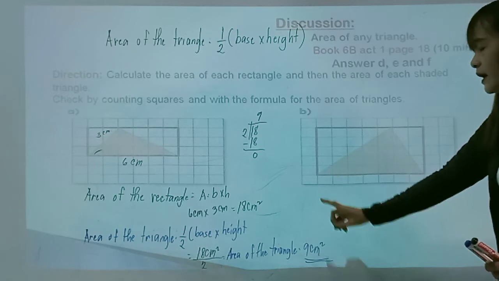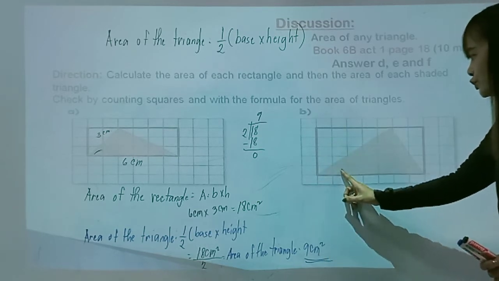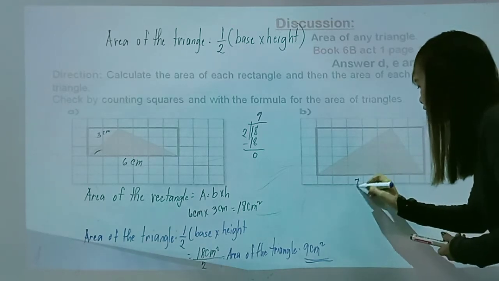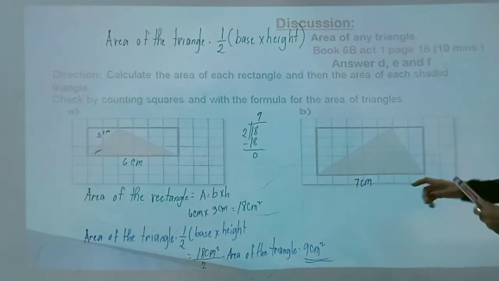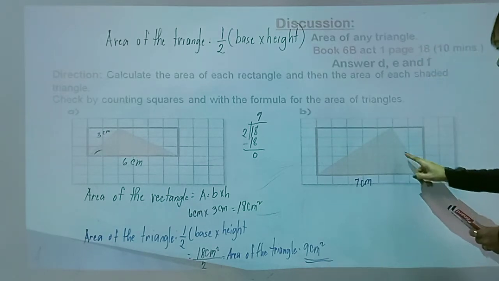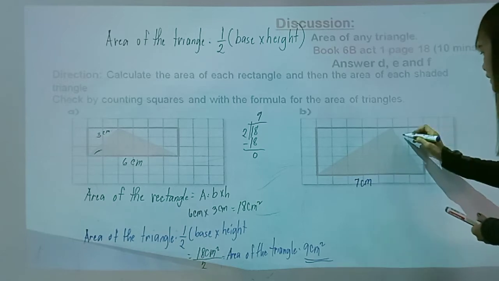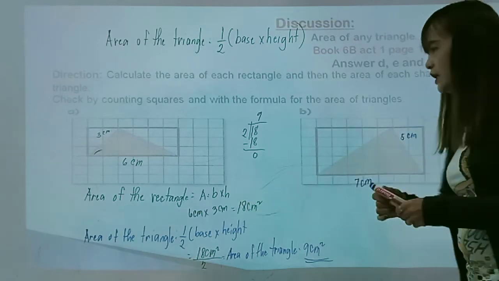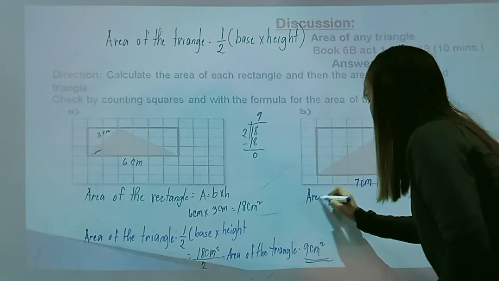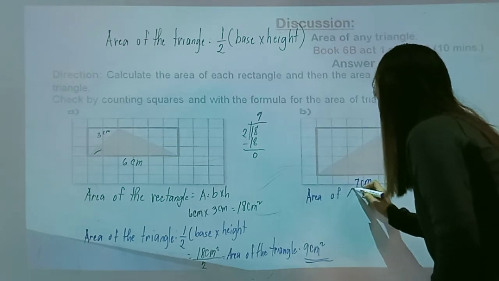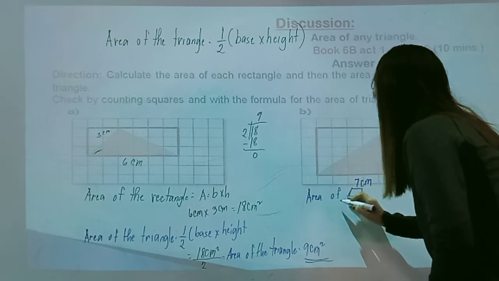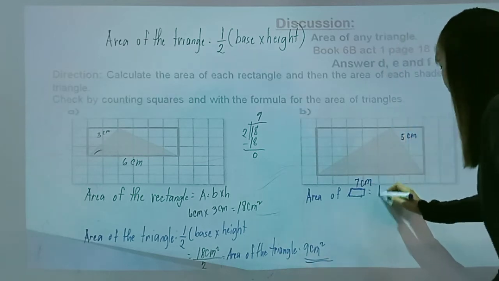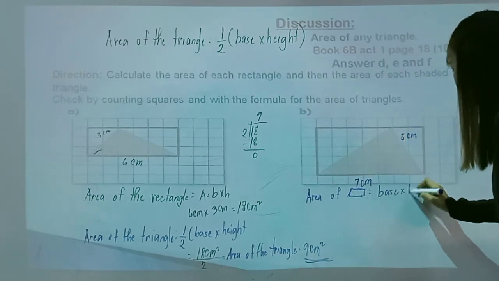By counting the shaded squares, we have 1, 2, 3, 4, 5, 6, 7. So we are going to write here 7 centimeter. How about the height? Let us count. 1, 2, 3, 4, 5. So the height is 5 centimeter. Now class, we are going to get the area of the rectangle. The area of the rectangle is equal to base times the height.